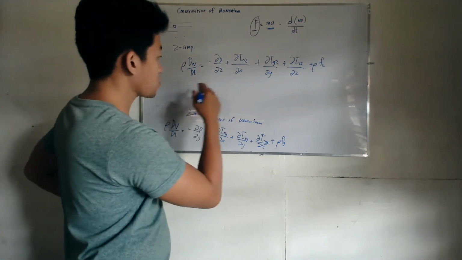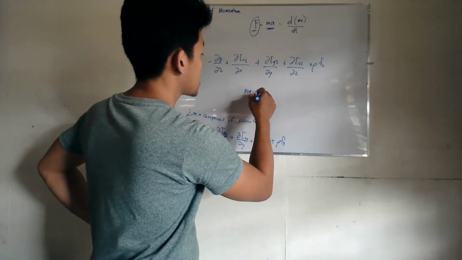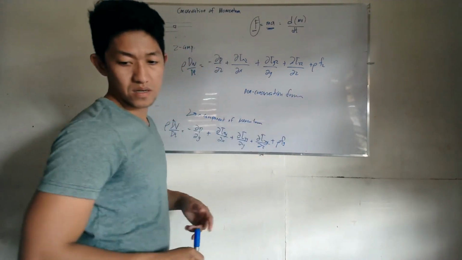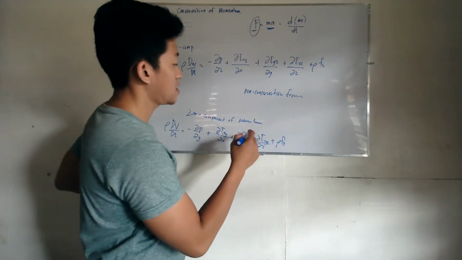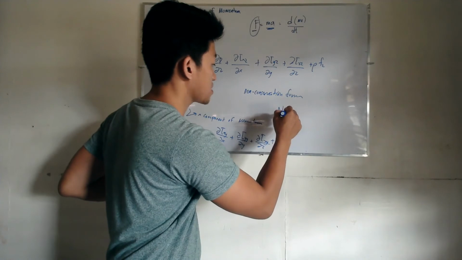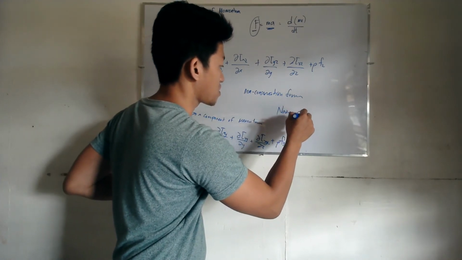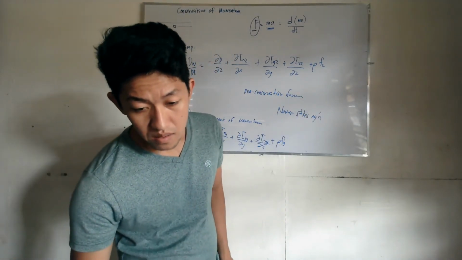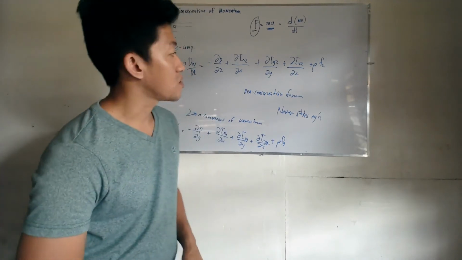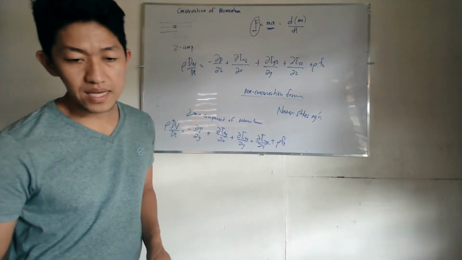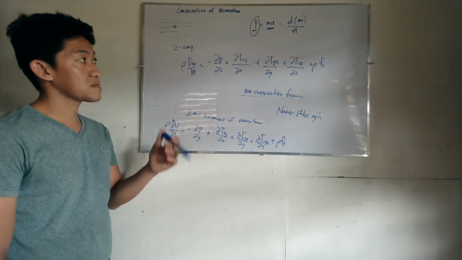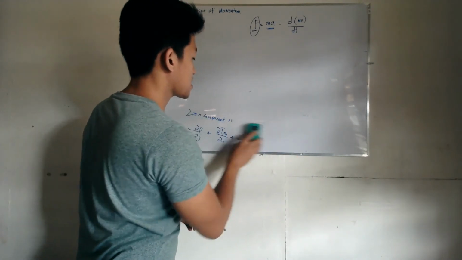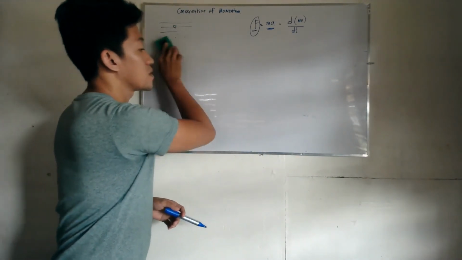So these three equations are called the non-conservation form. Non-conservation form. And these three are the Navier-Stokes equations. Navier-Stokes equations. But later on, since it is in non-conservation form, you can convert it into conservation form. Okay?